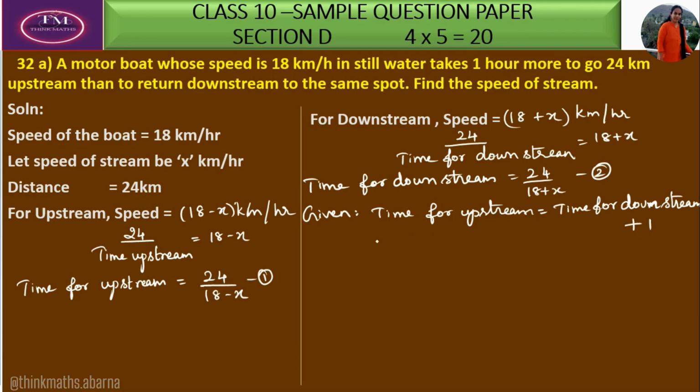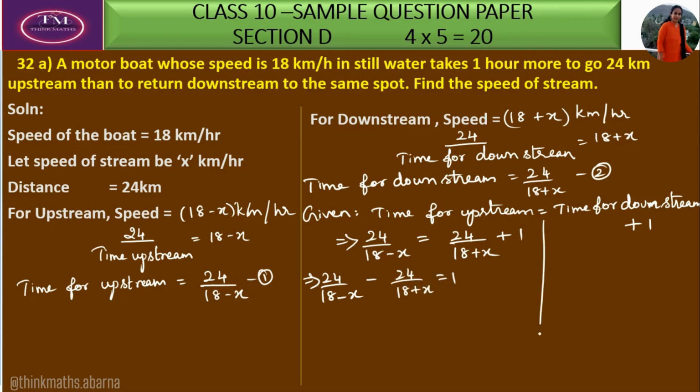What is the time taken for upstream? It is 24 divided by 18 minus x, which is equal to the time for downstream, 24 divided by 18 plus x, plus 1. Let us take the x part to the left-hand side. This is in plus, so it will come to minus on the left-hand side. So 24 divided by 18 minus x minus 24 divided by 18 plus x equal to 1.